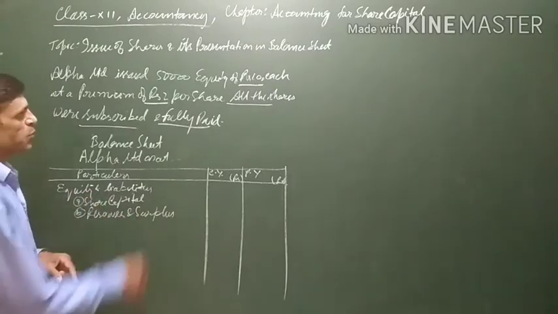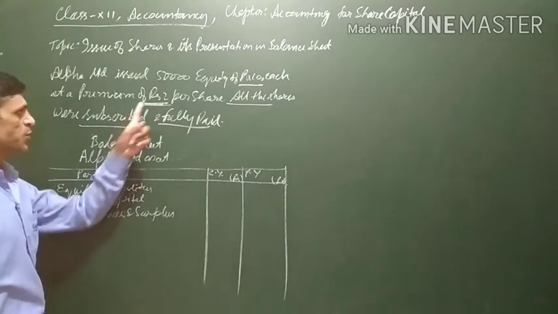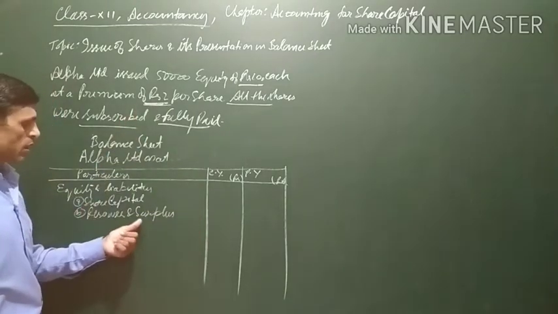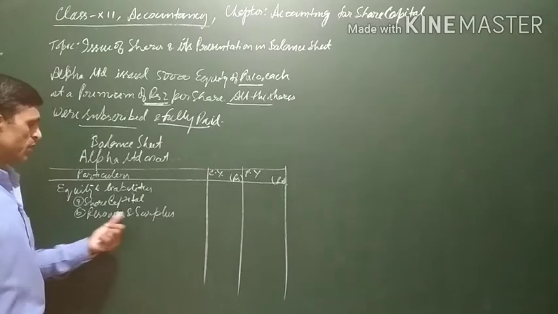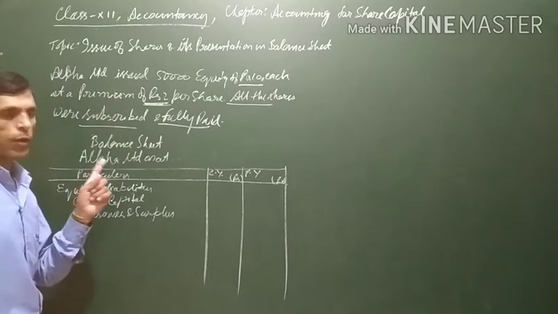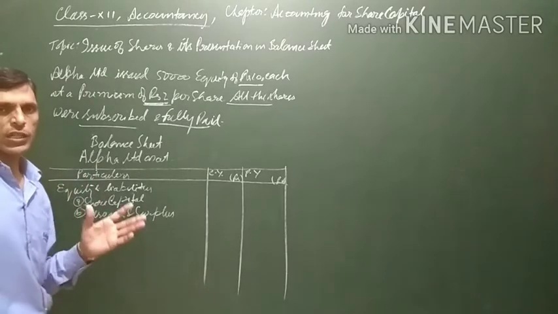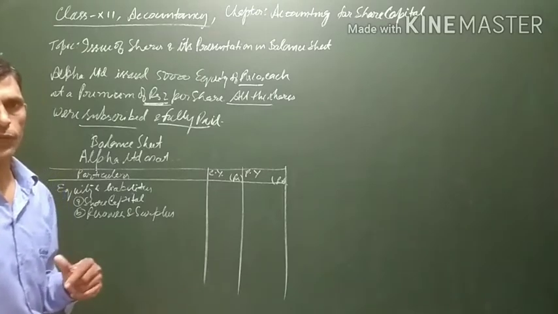Why reserve and surplus? Because these shares are issued at a premium. 2 rupees is the premium. This premium is recorded under reserve and surplus. Now, since we will also be receiving some amount in the form of cash, this cash will form part of the current assets of the company.